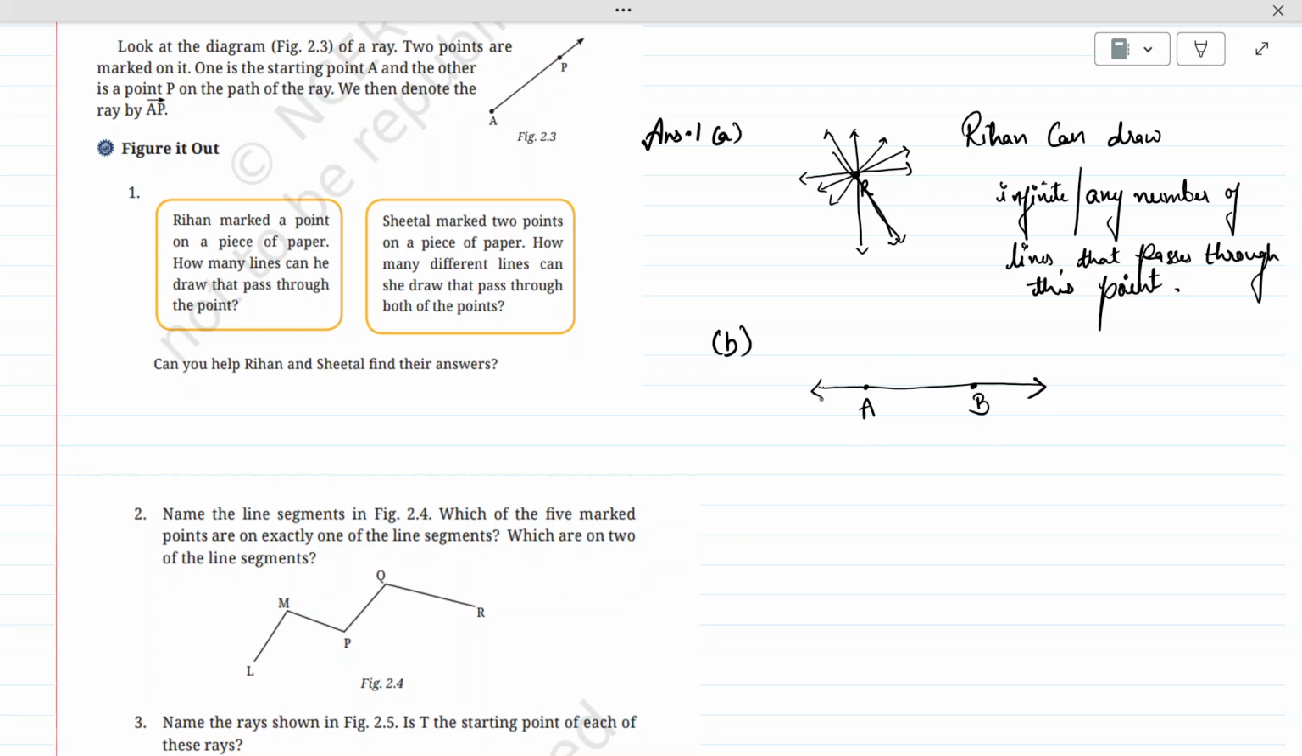There would be only one line which will pass through both the points. And in the first case for Rehan, we had only 1 point. So if we have only 1 point, we can draw any number of lines. But if we have 2 points, then there will be only one line which will pass through both of them. Now I can write this line as AB, or I can also write it as BA, right? This we have learnt in the last class. Now, I hope this is clear, and we will move to the next question.